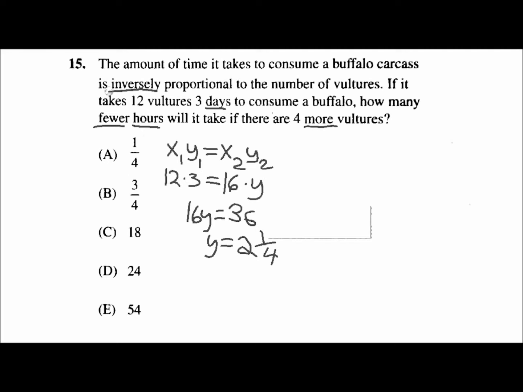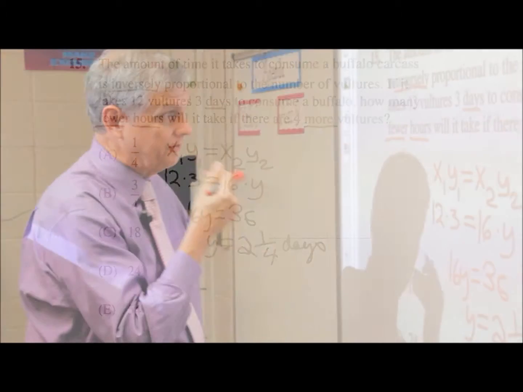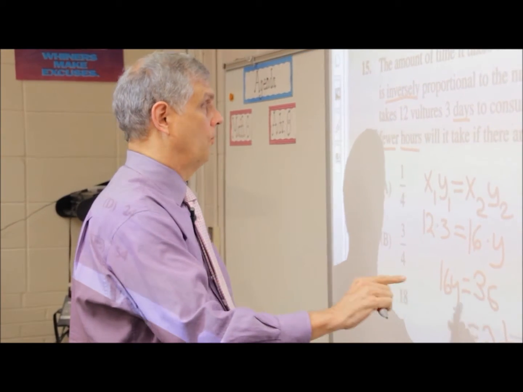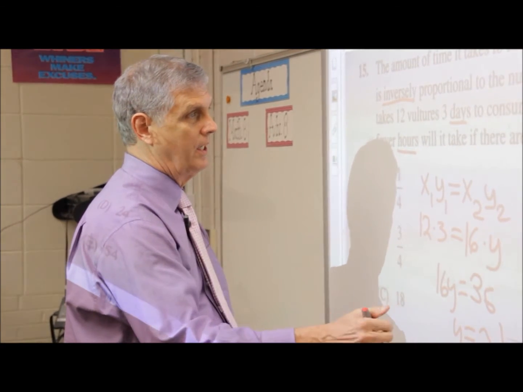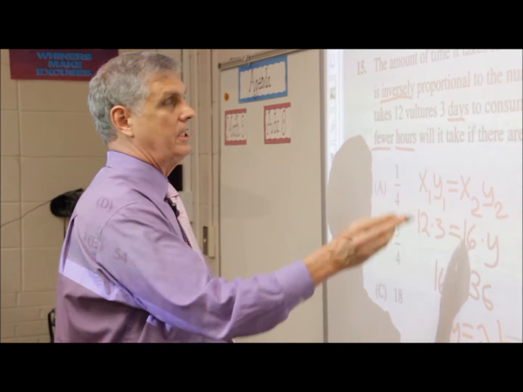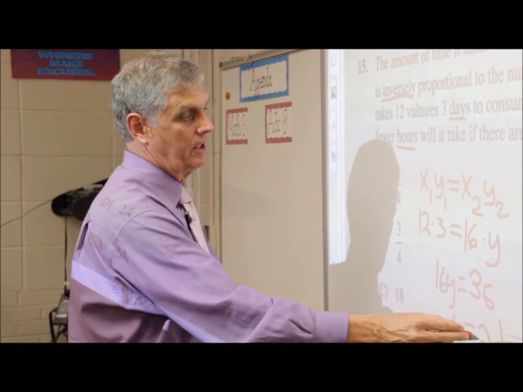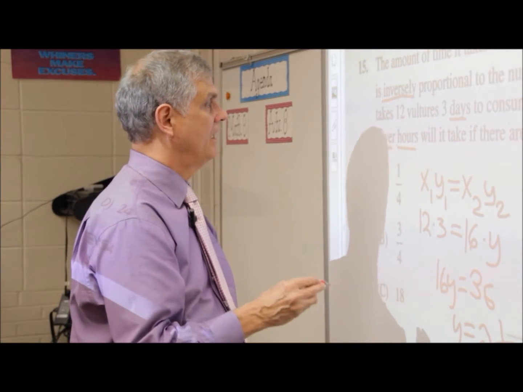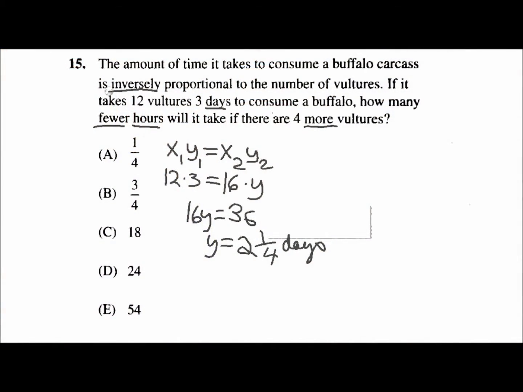And remember, we're dealing with days here. We have to have apples with apples. That's how many days we got. We're trying to get to hours. And we also want to find the difference. So you can see if that was 3 days, it took 3/4 of a day less in order to do it with those 4 extra vultures.